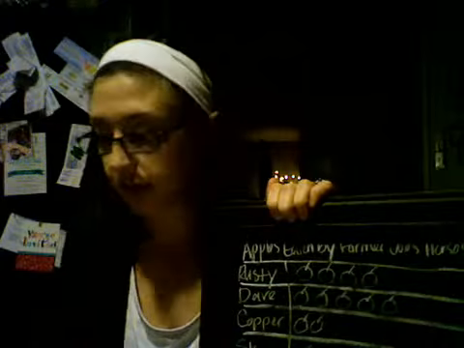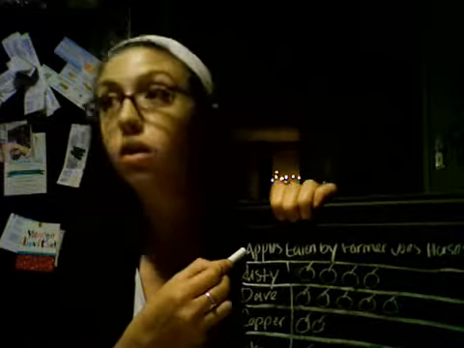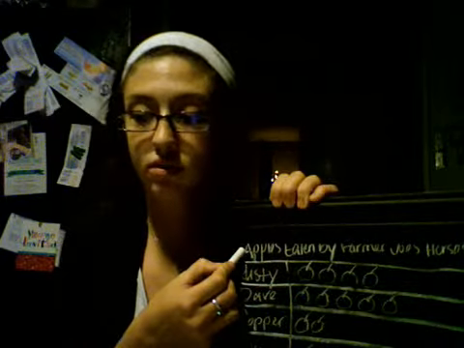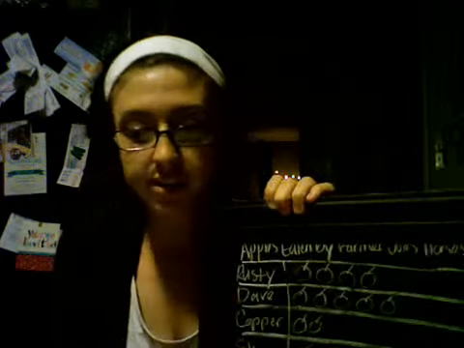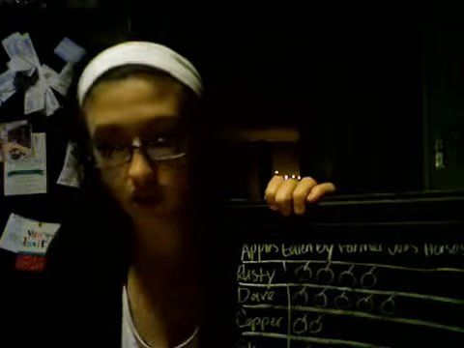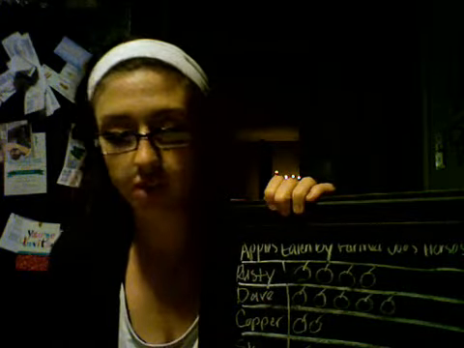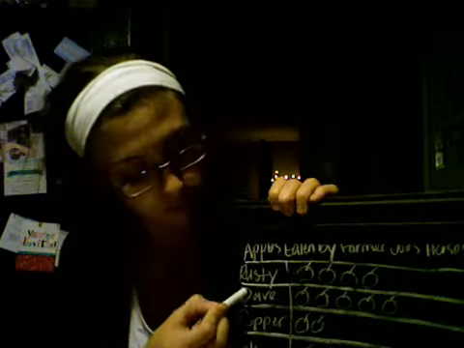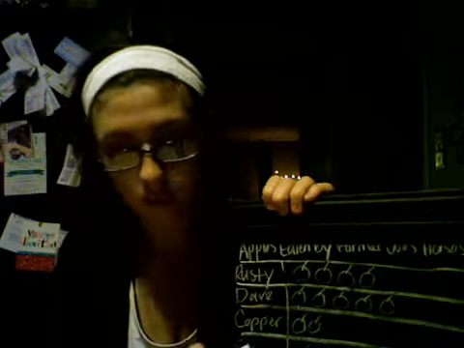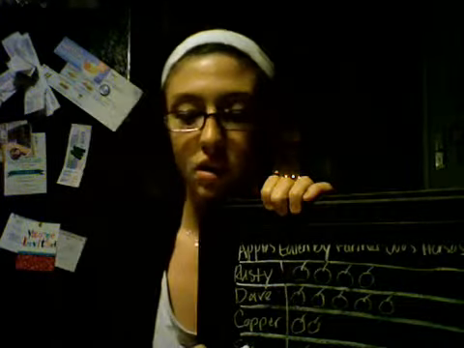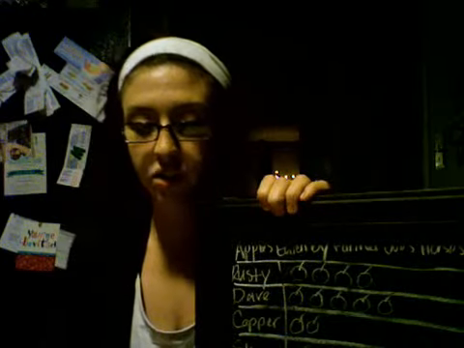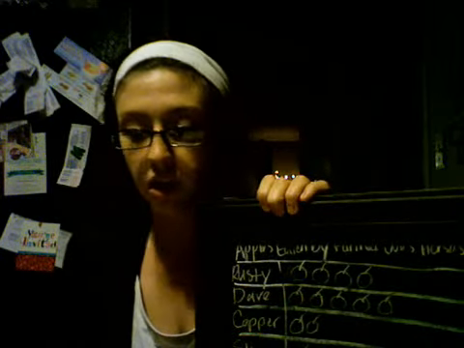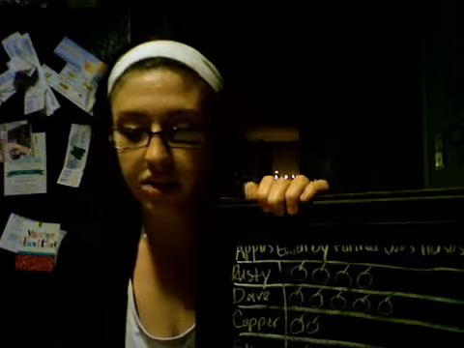So what is this graph about, class? Apples eaten by Farmer Joe's horses. Good. Now here we see the names of the horses. Braden, can you read the names of the horses, please? Rusty, Dave, Copper, and Skippy. Alright, now is when we get to put our detective skills into use. We need to locate what is called the key. The key is the secret password to the graph.